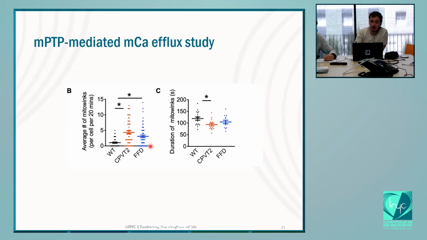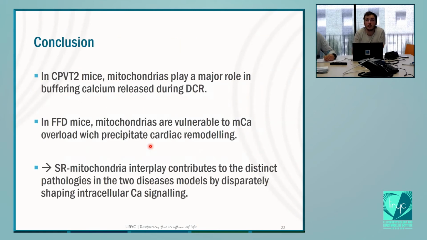And so to conclude this paper, researchers said that in CPVT2 mice, mitochondria play a major role in buffering calcium released during DCR. And in contrast, in FFD mice, mitochondria are vulnerable to mitochondrial calcium overload, which precipitates cardiac remodeling. And so SR-mitochondria interplay contributes to the distinct pathologies in the two disease models by disparately shaping intracellular calcium signaling.